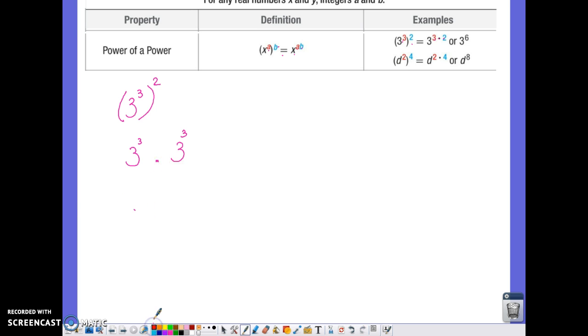So 3 times 3 times 3, this is 3 cubed. This is also 3 times 3 times 3. So how many times am I multiplying the 3's together? Simply 3 to the power 1, 2, 3, 4, 5, 6. Again, feel free to verify it with any numbers.